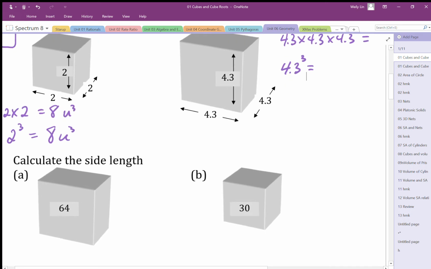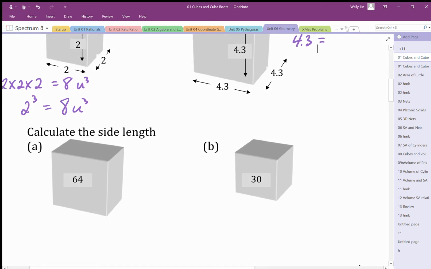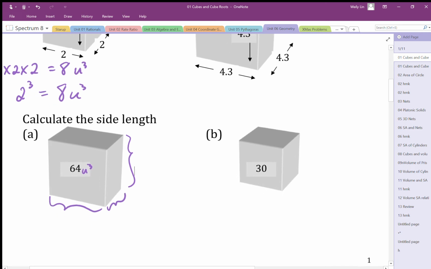So if I want to start with a volume, in this case 64 units cubed, and I want to figure out how long each edge of this cube is, well, I can't really divide, because division is not the same as cubes. So we can't undo cubes by dividing. But what we can do is undo cubes by cube rooting.